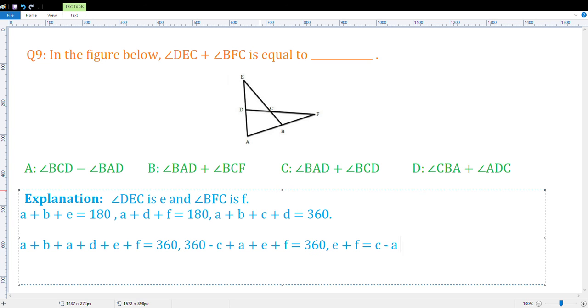Write it in some manner like this, BCD or BAD. Then write it like angle BCD minus angle BAD. See this? This is equal to option A. So option A is the correct one.